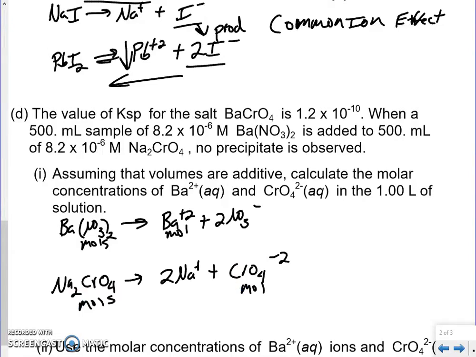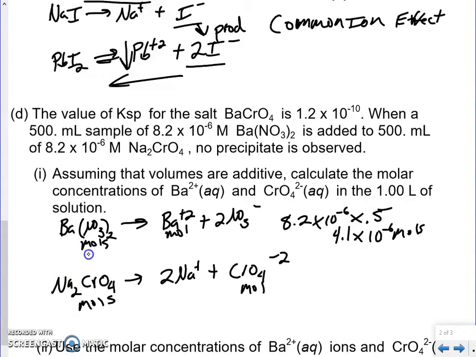So how do we do that? Moles per liter is our molarity, and we have our volume. So we have 500 milliliters of 8.2 times 10 to the negative 6 barium nitrate. How do we find the moles? We take our 8.2 times 10 to the negative 6 and multiply it by 0.5, and that should give us our moles of our barium. Okay, and what that's going to give us is 4.1 times 10 to the negative 6 moles.